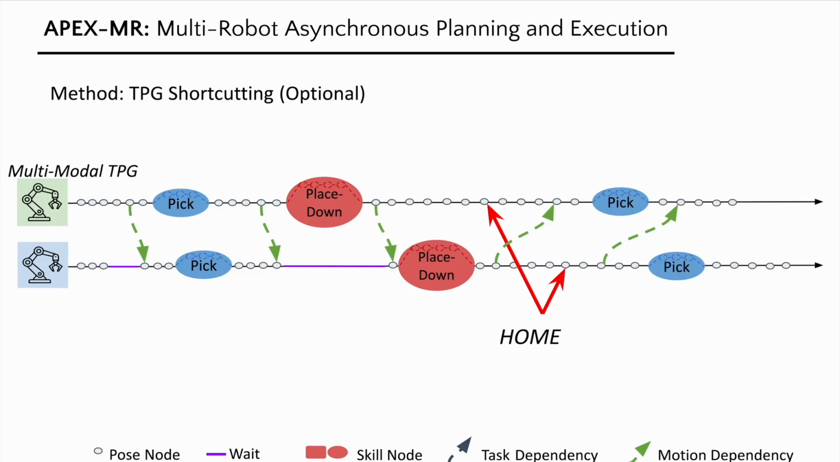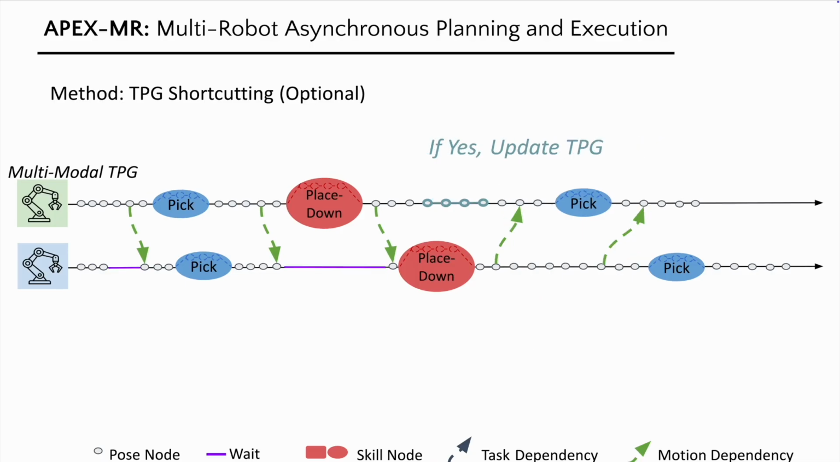The shortcut is a linear interpolation that must be collision-free with the environment, and must avoid any other robot that it can potentially collide with based on the TPG. If the shortcut is valid, we use it to update the TPG. This process can be repeated until a user-defined time limit is reached.